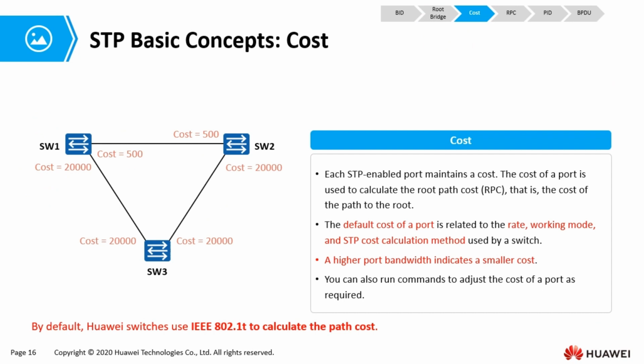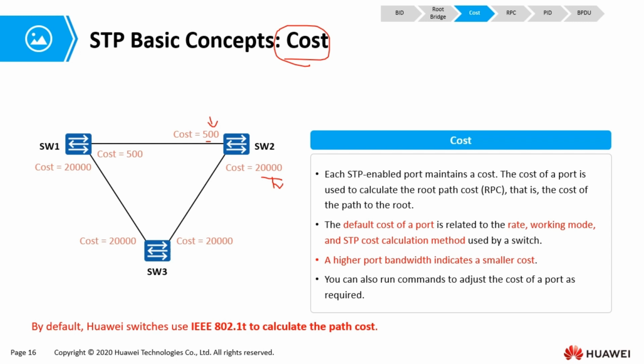Another concept of STP is the cost. Each port on the switch has a cost in STP. By default, the higher the port bandwidth, the smaller the port cost. For example, 500 and 20,000 here: that means a cost of 500 is smaller than 20,000, and 500 indicates a higher bandwidth.